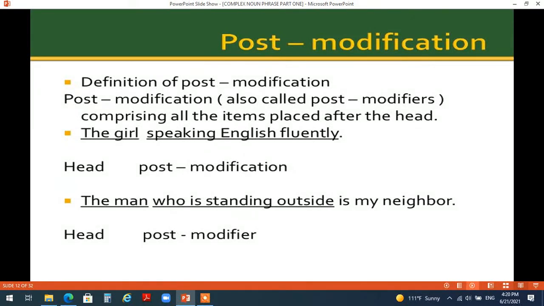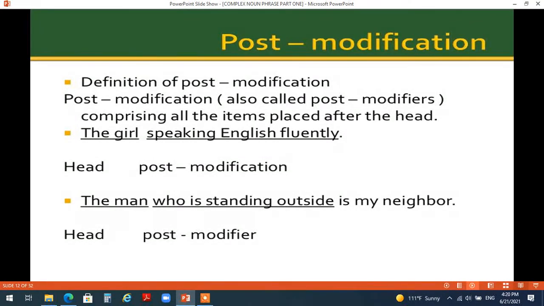For example, the girl speaking English fluently. Here the head noun is the word girl. Okay. بعد هذه الكلمة اللي هي الهيد ناون كلمة girl هنالك وصف معين اللي هو speaking English fluently. Speaking English fluently here, this is called post-modification باعتبار إنه هو يوصف الهيد ناون وإجا بعد الهيد ناون مباشرة.